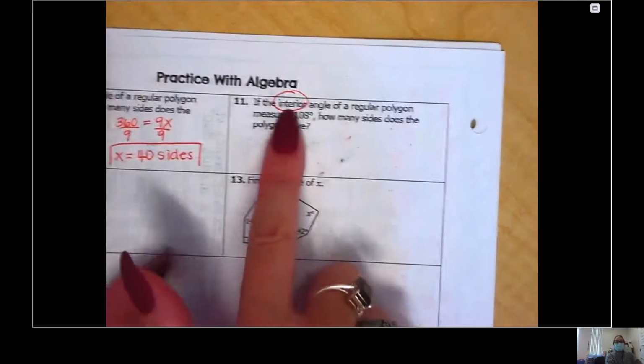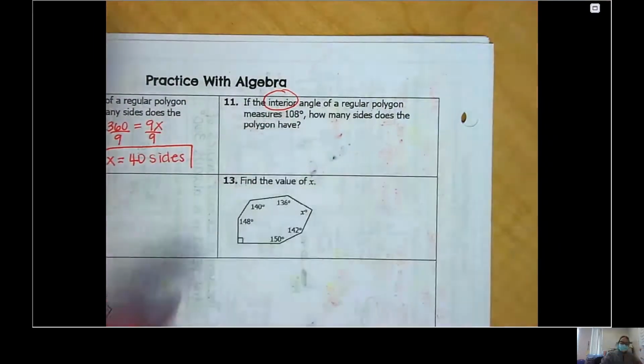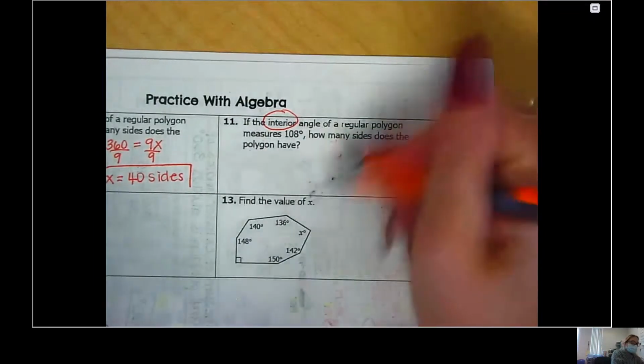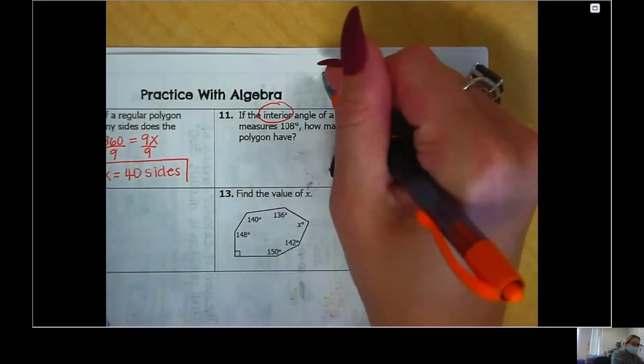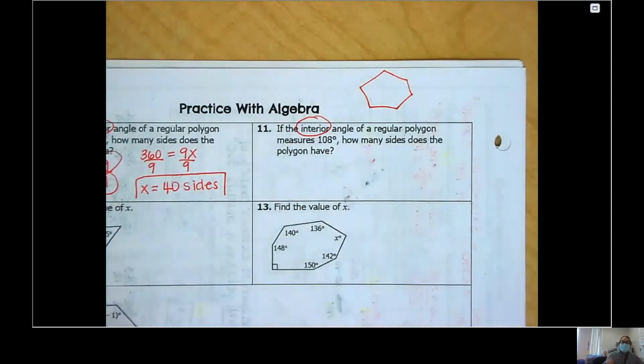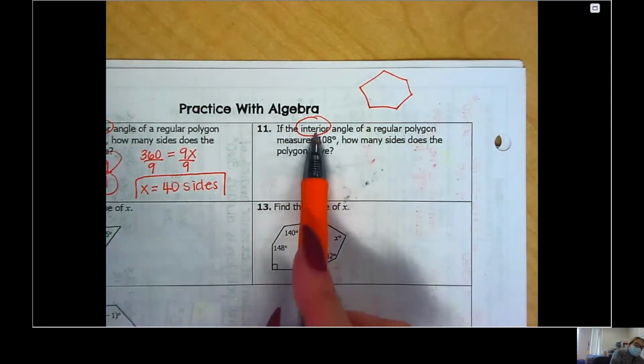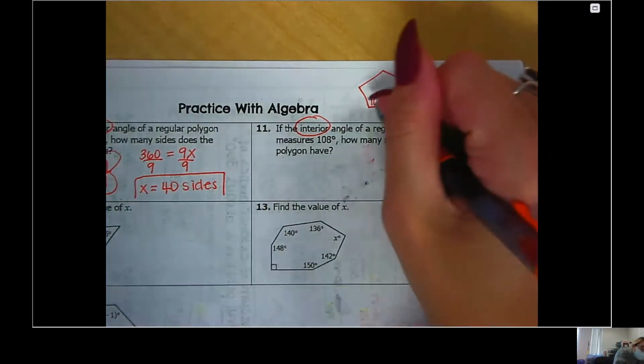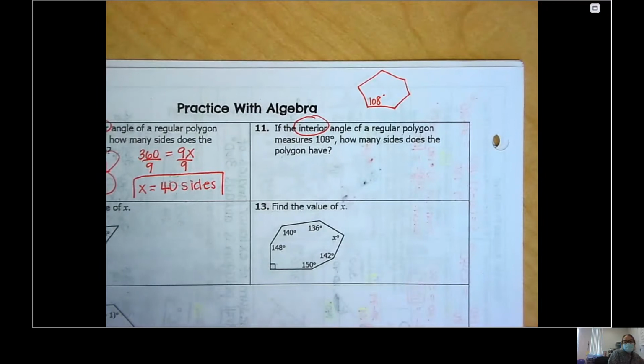Okay, interior means what? Inside. So let's pretend I don't know how many sides this one has. I'm just going to draw a random polygon. That's not how many sides it has. I'm just making one up. I know the interior of one of the measures is 108 degrees. So let's just say this one here is 108 degrees.